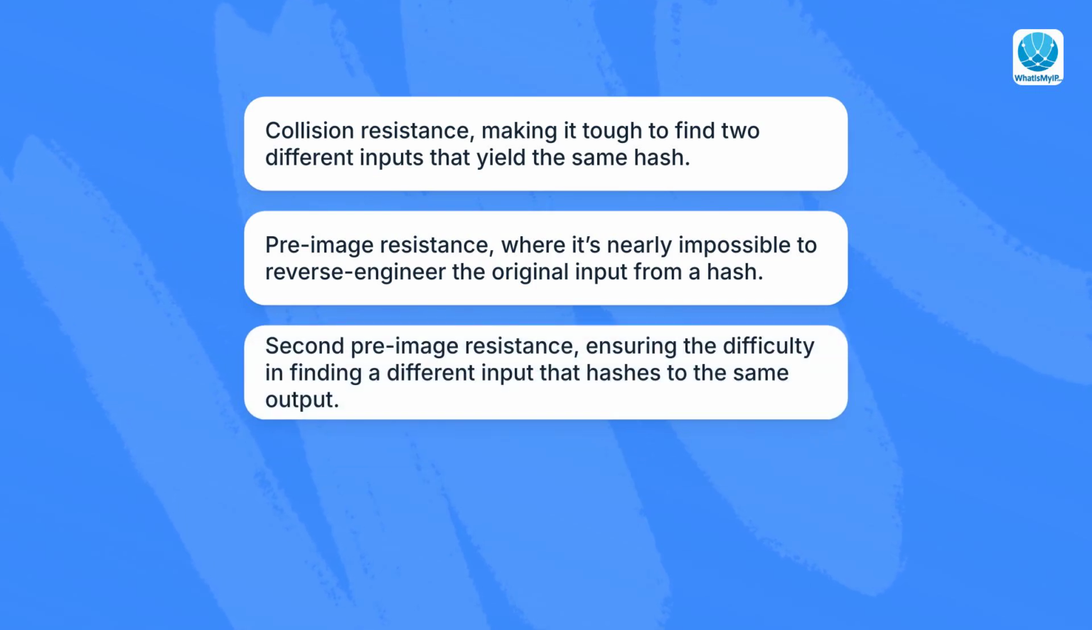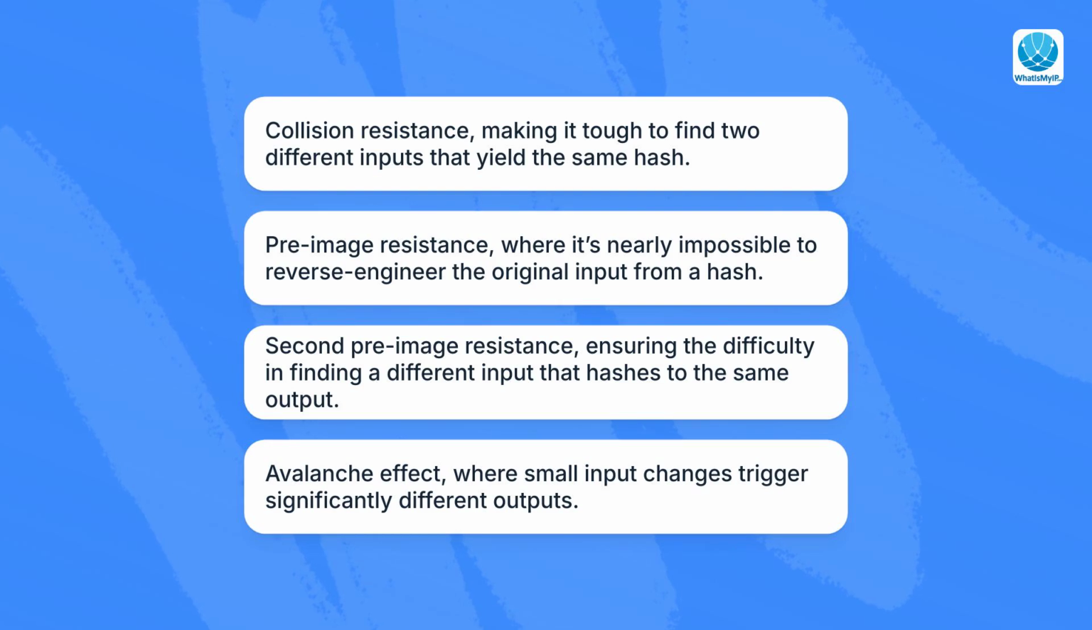Second pre-image resistance, ensuring the difficulty in finding a different input that hashes to the same output. Avalanche effect, where small input changes trigger significantly different outputs.